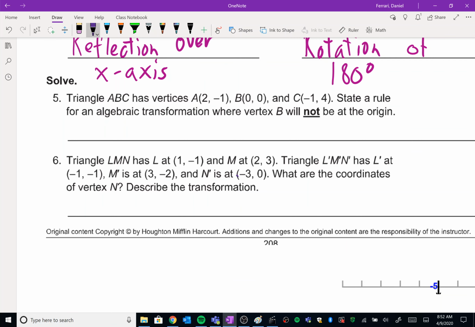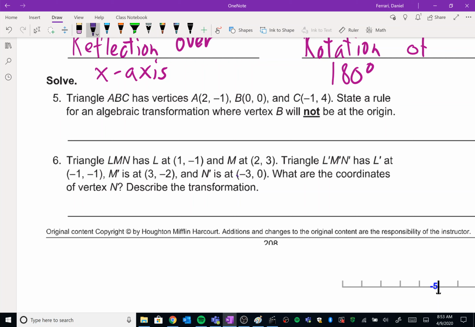Okay, so we've got 2 left to do. These are number 5 and number 6. Okay, and then these ones, or at least number 5, is a little more open to us. Okay, so it says we have triangle ABC that has vertices at A (2, -1), B at (0, 0), and C at (-1, 4). And we want to state a rule for an algebraic transformation where vertex B will not be at the origin.